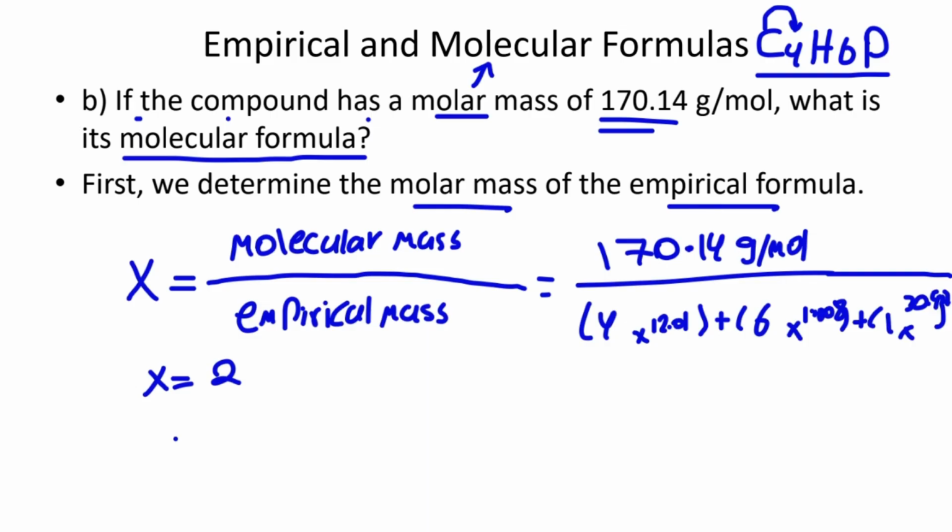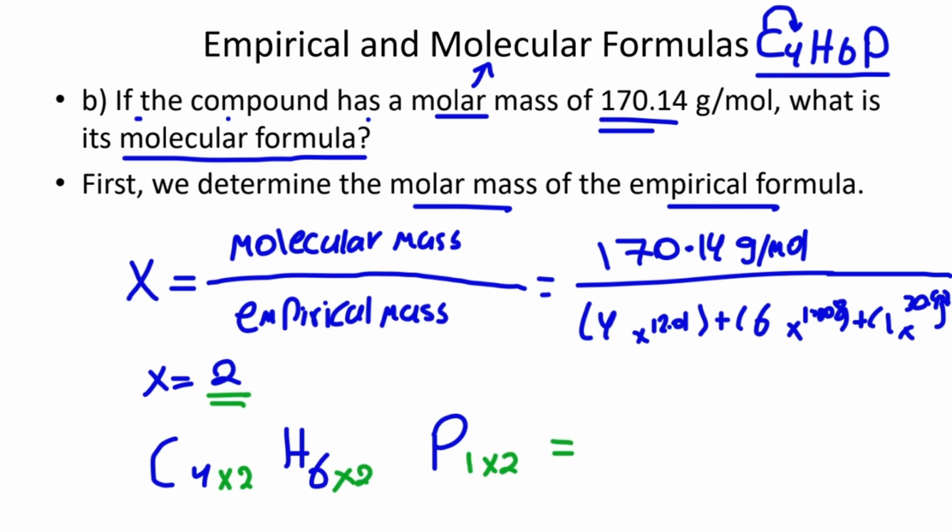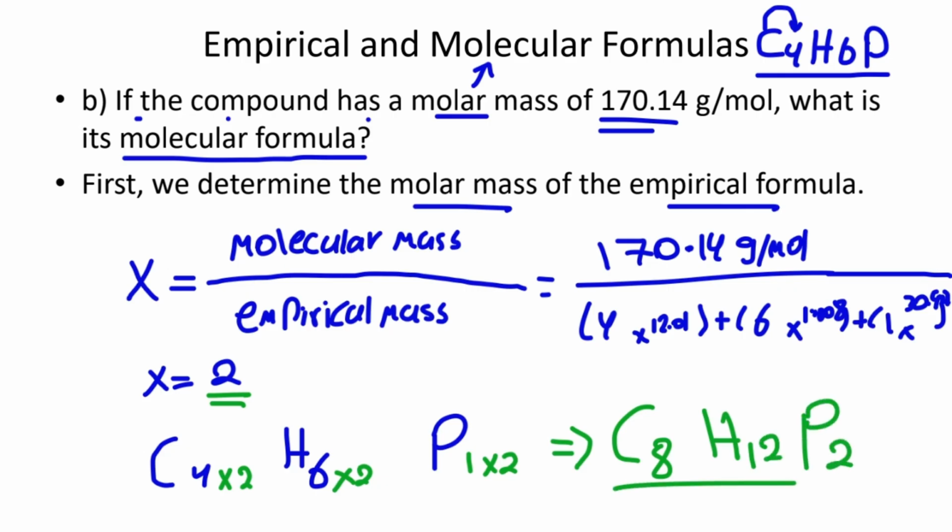Again, what x represents is the number that we are going to multiply by the empirical formula. So the empirical formula is C4H6P. You don't need to put these spaces between the elements. I'm just putting them in order to explain how to solve the question, but don't do it in the exam. So it is times 2 for each, and this is 1 times 2. So the final answer, which is the molecular formula, will be C8, 4 times 2, H12, 6 times 2, and P2. So this is the molecular formula.